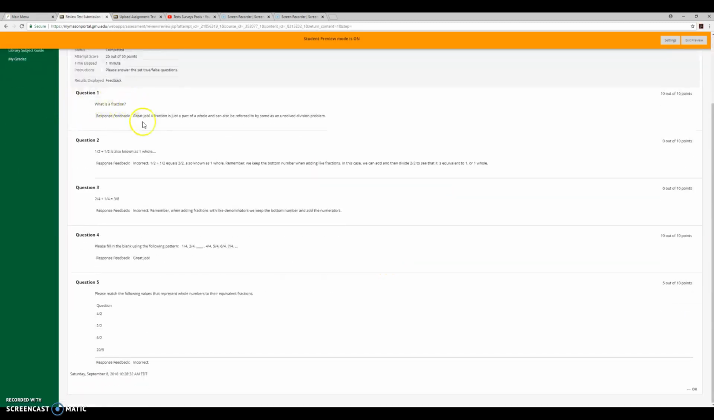So what is a fraction? Hey, great job, you got it right. You know what you're talking about. Or incorrect. Why? So I try to throw the students a little bone here. Why is it wrong? Without giving them the answer too much. In this case, I kind of did, but it's okay sometimes.